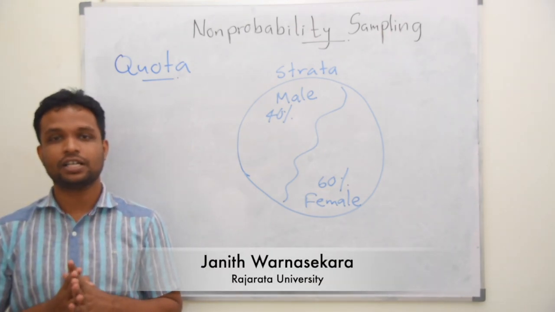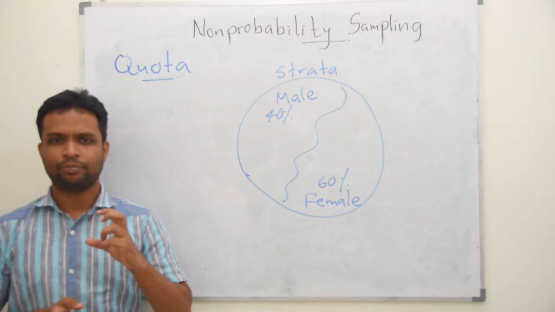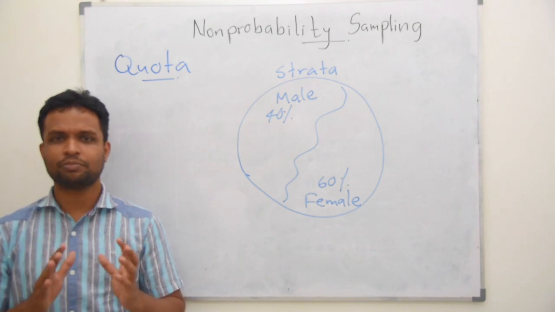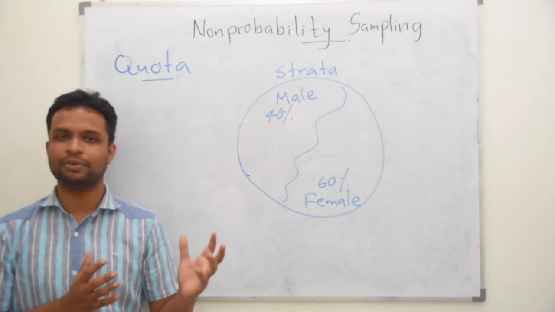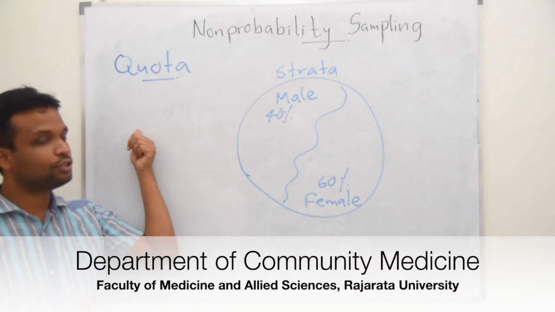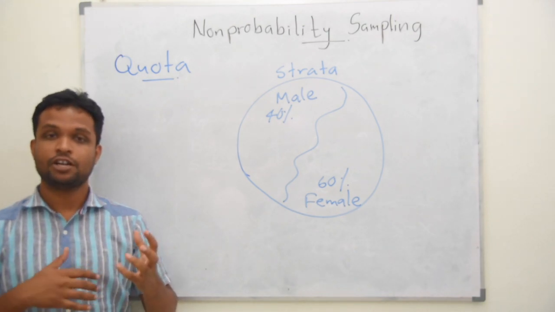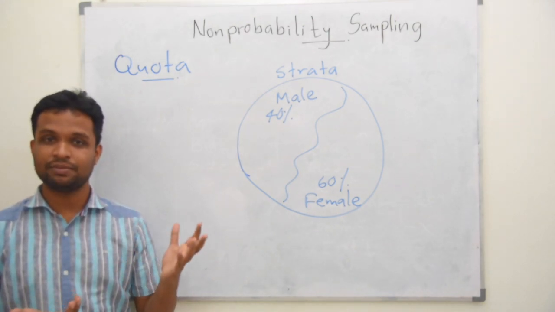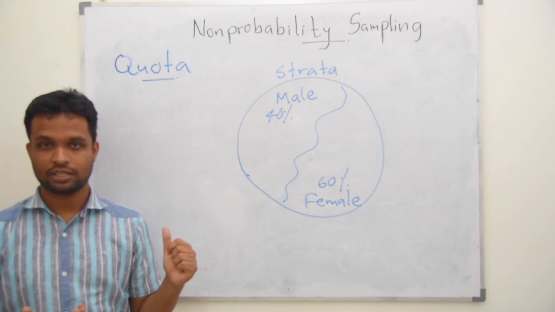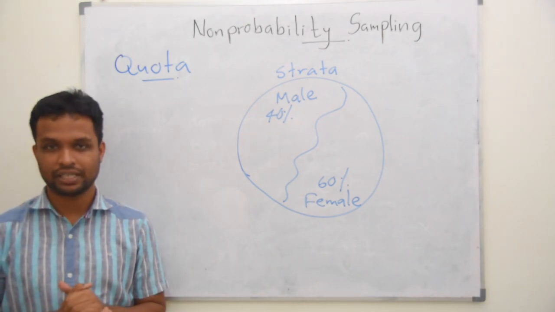This lecture comes under the lecture series of non-probability sampling techniques. In the previous lecture, I discussed different properties of non-probability sampling techniques. Most of these properties apply to quota sampling as well. In quota sampling, we are not much worried about randomness and representativeness. But most researchers have to calculate the minimal sample size.